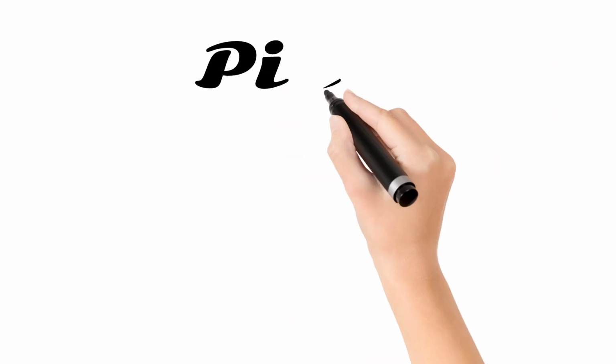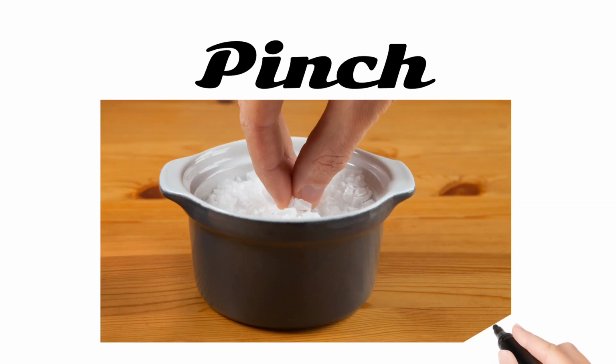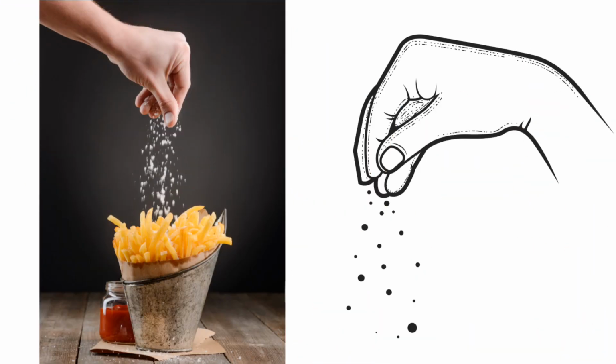Next up is pinch. This is a small amount you can hold between your thumb and finger, commonly used with salt or spices. For example, add a pinch of salt to the dish.